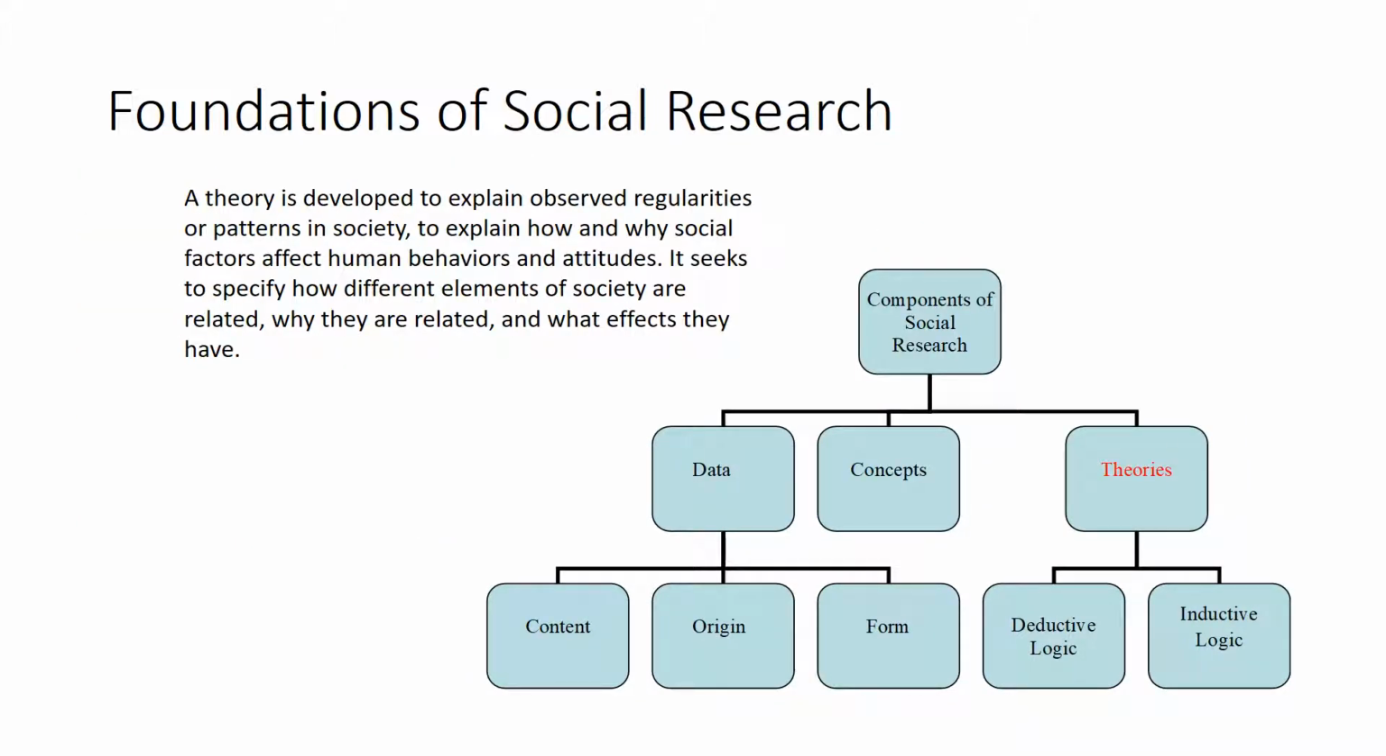A concept is an idea or a mental image that exists in abstraction. A theory is more of a scientific credible principle, and a theory is developed to explain observed regularities or patterns in society. We can use a theory to explain how and why social factors affect our behaviors and attitudes. A theory seeks to specify how different elements of society are related, why these elements are related, and what effects they have on us.